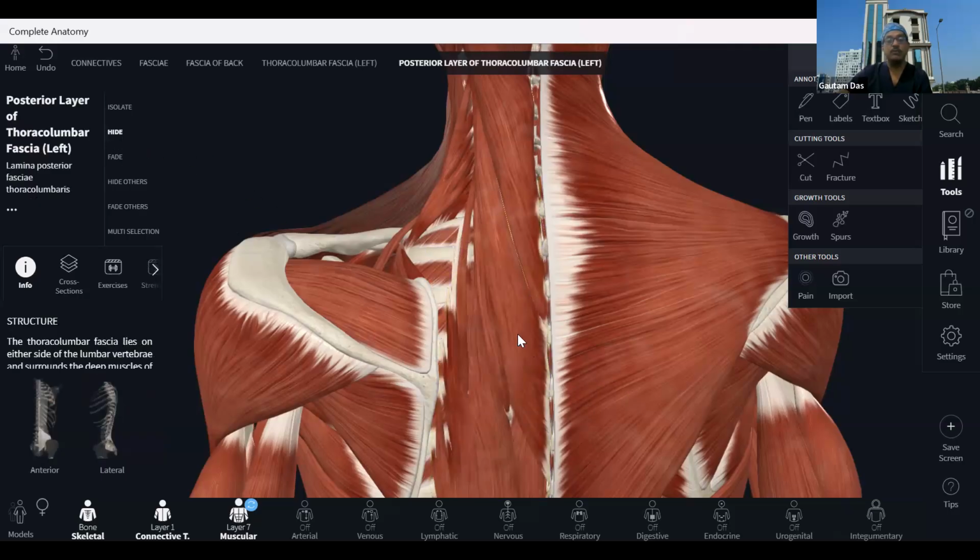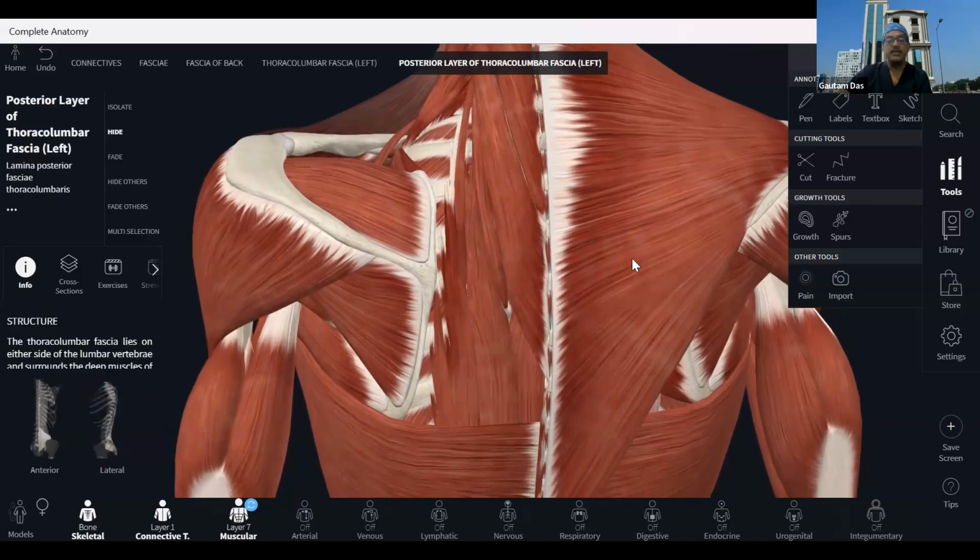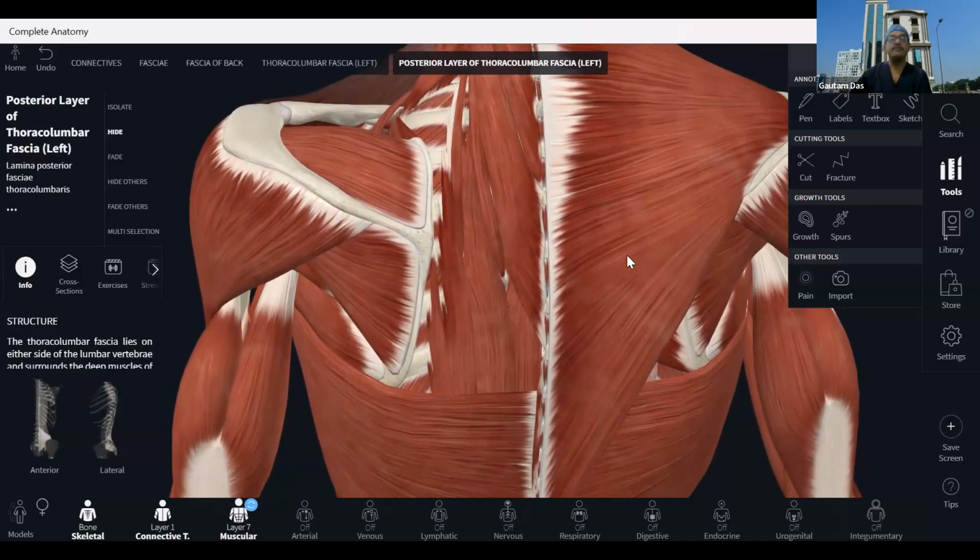If I am removing that thoracolumbar fascia, then these are your erector spinae group of muscles. Here in the thoracic area, the erector spinae group of muscles have, most medial, your spinalis muscle. Below that spinalis is your multifidus, then longissimus and iliocostalis. So basically here in the thoracic area, we are having four muscles: spinalis most medially, below it multifidus, then longissimus, iliocostalis.